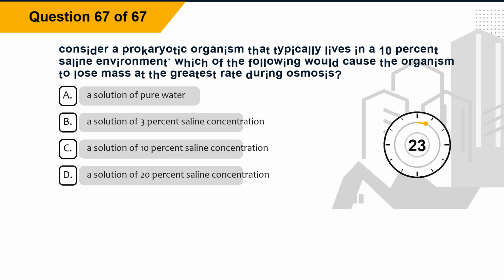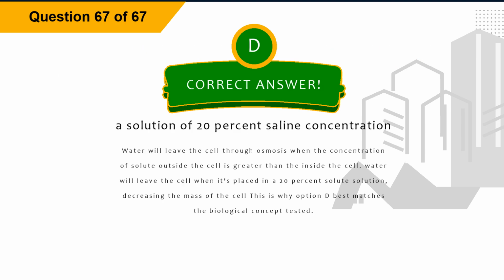Question 67. Consider a prokaryotic organism that typically lives in a 10% saline environment. Which of the following would cause the organism to lose mass at the greatest rate during osmosis? Option A, a solution of pure water. Option B, a solution of 3% saline concentration. Option C, a solution of 10% saline concentration. Option D, a solution of 20% saline concentration. The correct answer is option D, a solution of 20% saline concentration. Explanation: water will leave the cell through osmosis when the concentration of solute outside the cell is greater than inside the cell. Water will leave the cell when it is placed in a 20% solute solution, decreasing the mass of the cell. This is why option D best matches the biological concept tested.